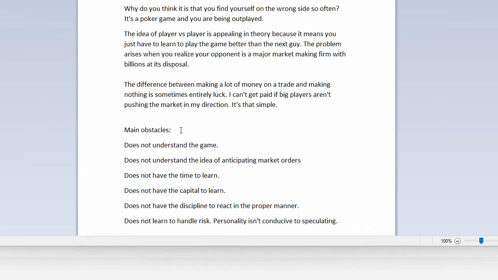In general, the main obstacles for most people are: a person does not understand the game, does not understand the idea of anticipating market orders, does not have the time to learn, does not have the capital to learn, doesn't have the discipline to react in the proper manner, i.e. holds on to losses for too long, does not learn to handle risk, or the personality isn't conducive to speculating.